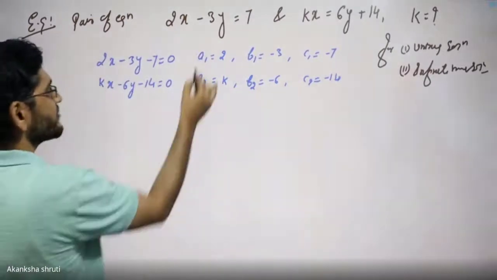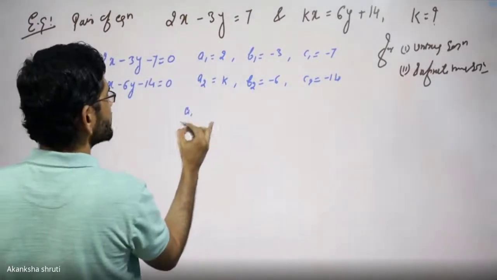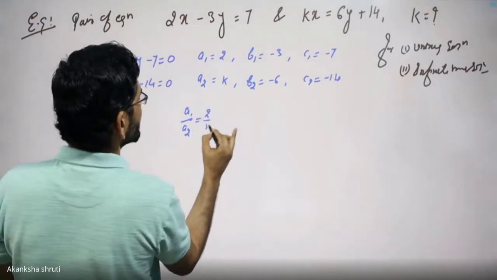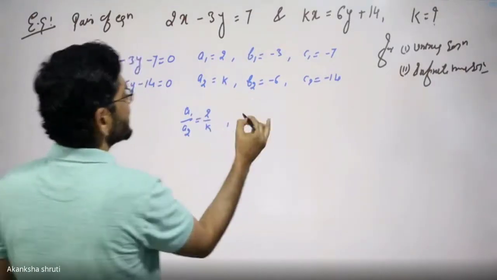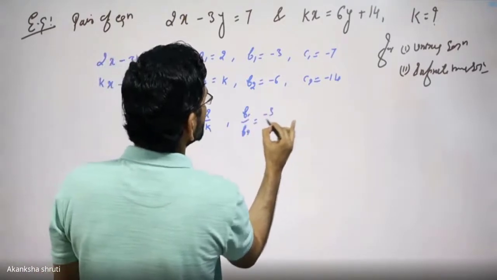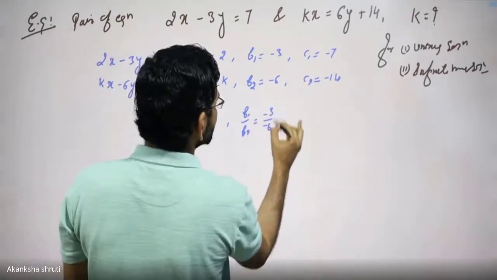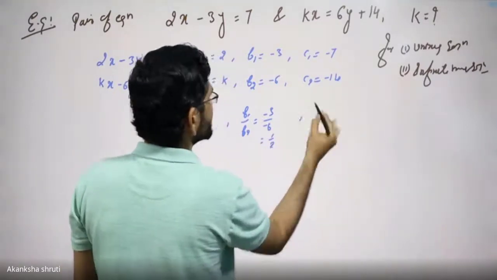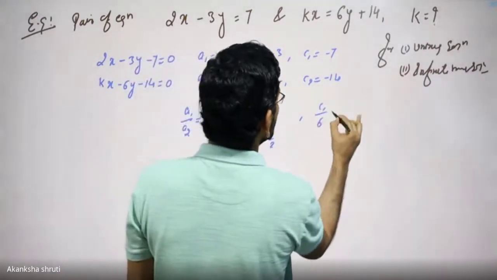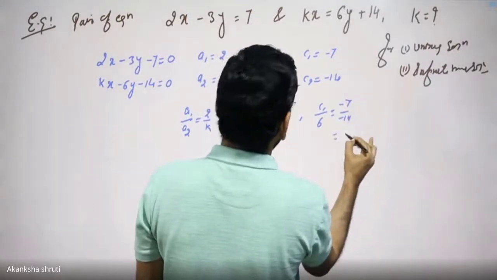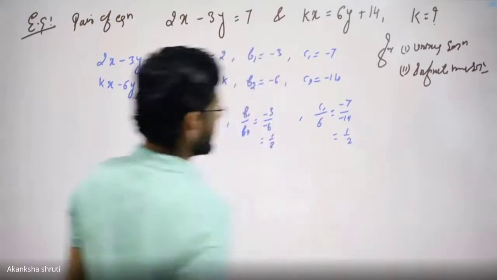Now, students, we have to get all these ratios. a1 by a2 is 2 by k. If we take b1 by b2, it is minus 3 by minus 6. On simplifying, we get this as 1 by 2. Taking the third, c1 by c2, it is minus 7 by minus 14. It is also 1 by 2.